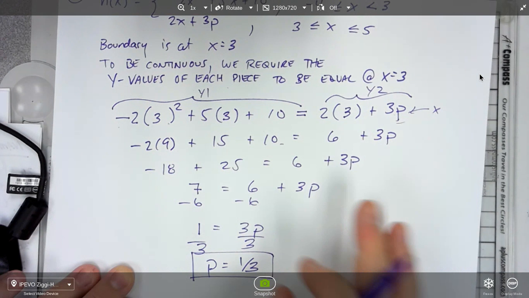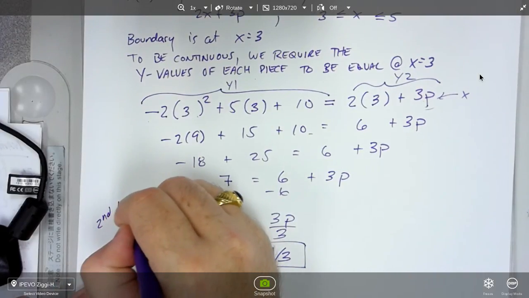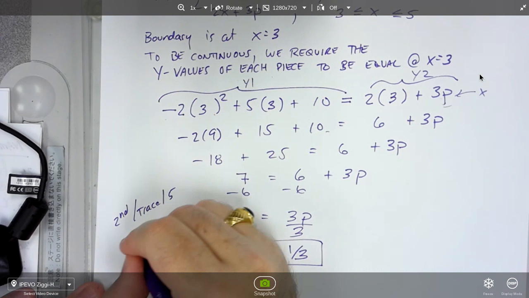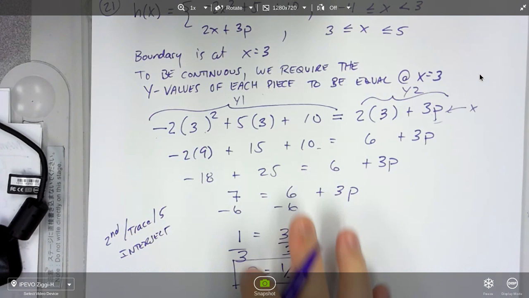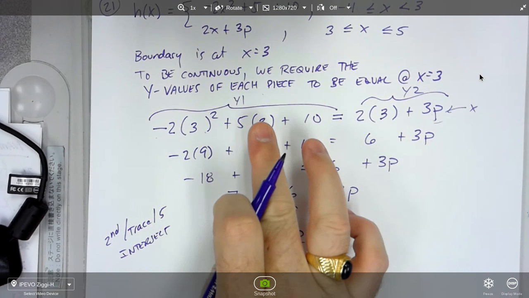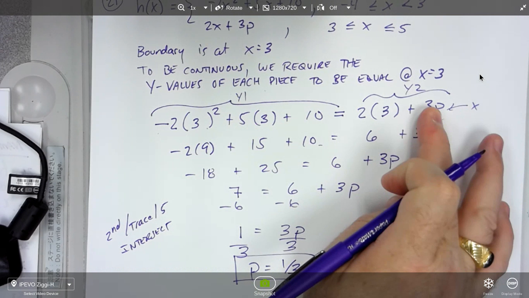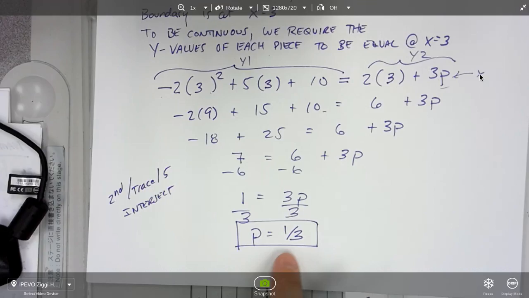Then all you have to do is press second, trace, option 5, and that is intersect. So you're going to intersect your left-hand side with the right-hand side, and the value you get for X is sitting right there. It's going to be 1/3. Now it's going to give you 0.333333. You've got to be able to recognize that's 1/3. It just is.